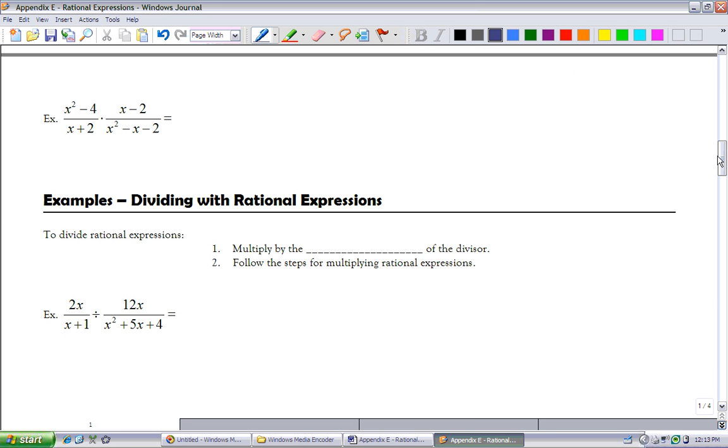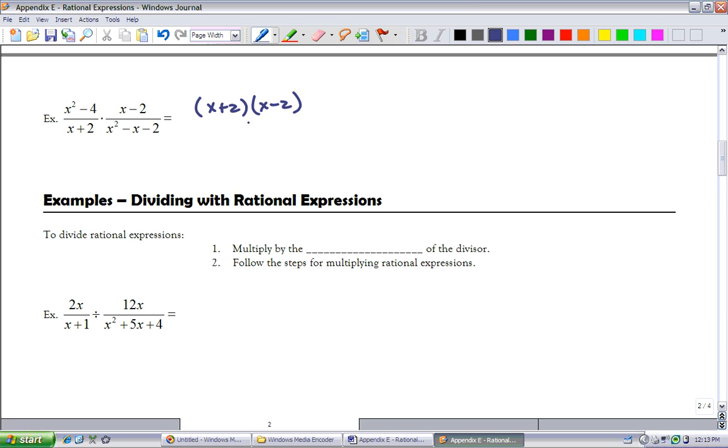Okay, next example, a little more difficult, but nevertheless we're going to follow the same rules here. We need to factor, so I'm going to factor x squared minus 4 becomes x plus 2, x minus 2, that's the difference of squares, over x plus 2, okay, times x minus 2 over x minus 2, x plus 1. Okay, now that's our entire problem factored.